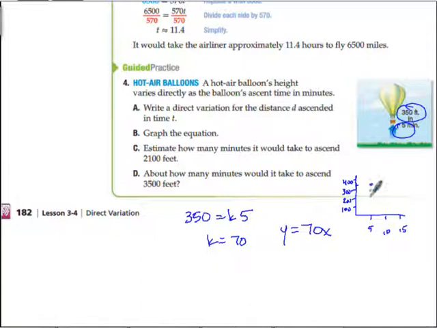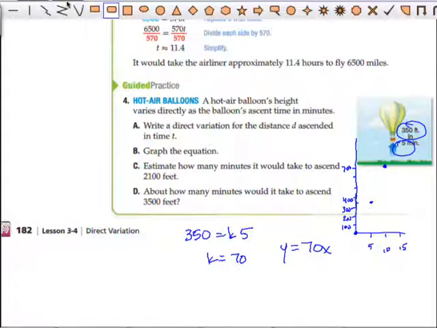So in 5 minutes we went 350, so that's here. In 10 minutes we will have gone 700. I need to make my graph way taller, so 700 up here. How far would I have gone in 0 minutes? The answer to that is 0. That's the height. So that's how we get that, and then we can draw our line going through the origin. So there's part B, there's our graph.